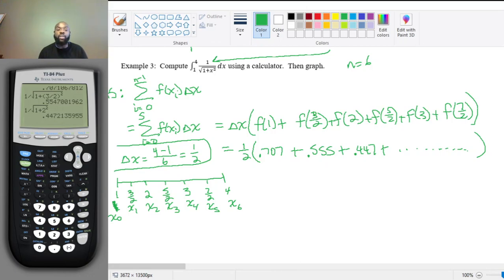An alternative way to do that and show all of those sums is to use your y equals feature, if you have a graphing calculator. Now, if you don't have a graphing calculator, you have to do it the way I just did it. I'm not going to spend that much time going over that any further. I'm going to put the function into my y equals.